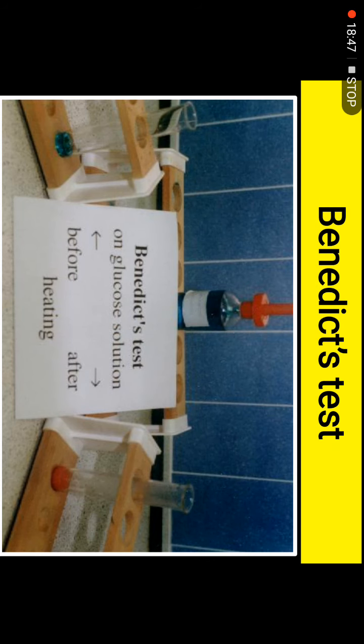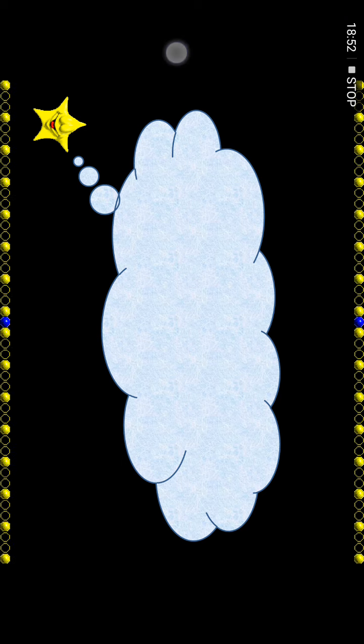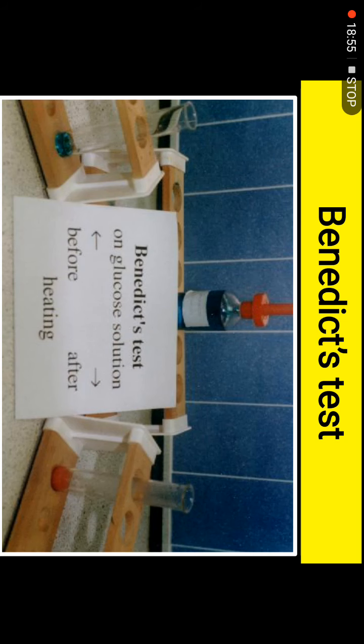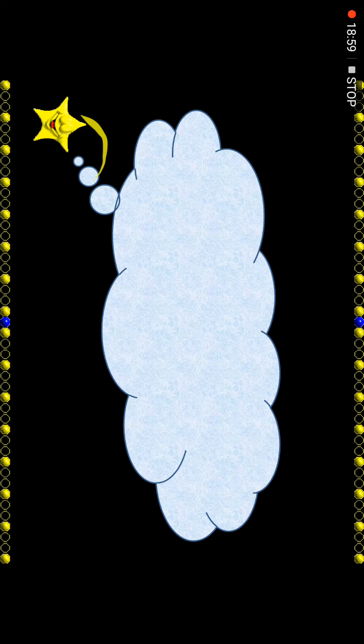The Benedict test. This one is the brick red precipitate. This is the Benedict blue, the color of Benedict before the experiment.